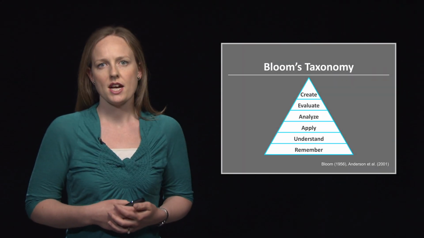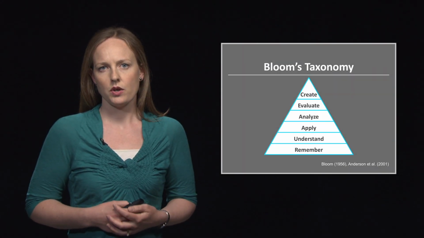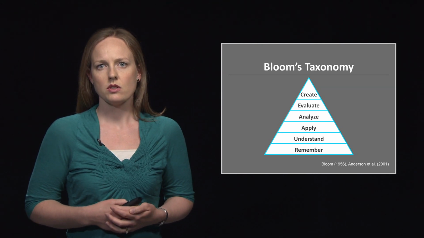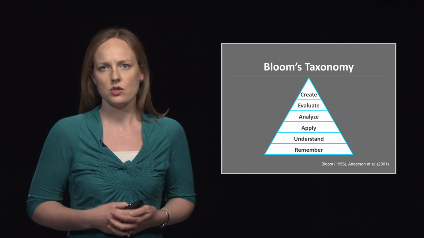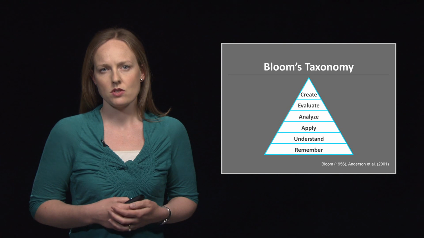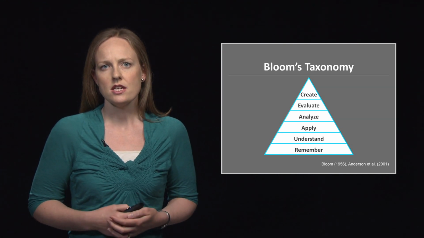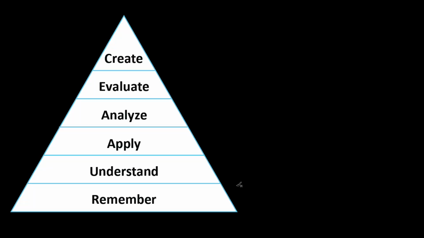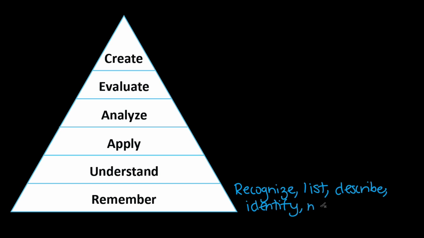When writing learning objectives, use concrete action words that clearly tell the student what they should be able to know and do. Let's go through examples of strong active verbs for each of the levels of Bloom's taxonomy. The verbs recognize, list, describe, identify, and name can be used for learning objectives at the remember level. Explain, summarize, and classify can be used for the understand level learning objectives.